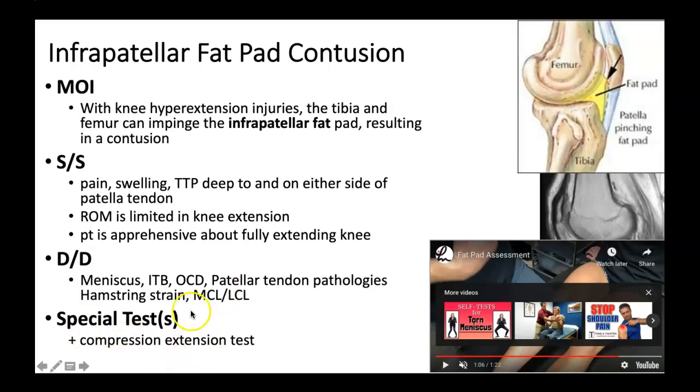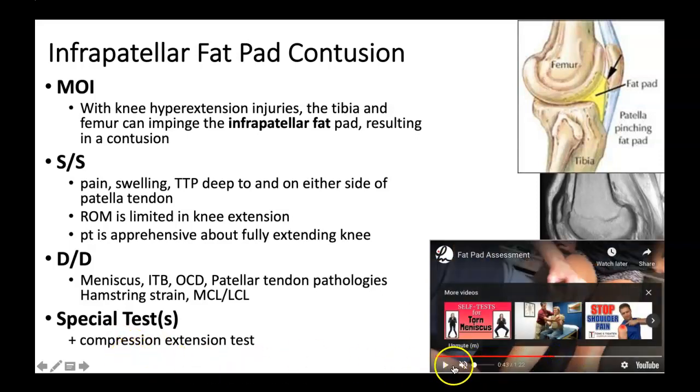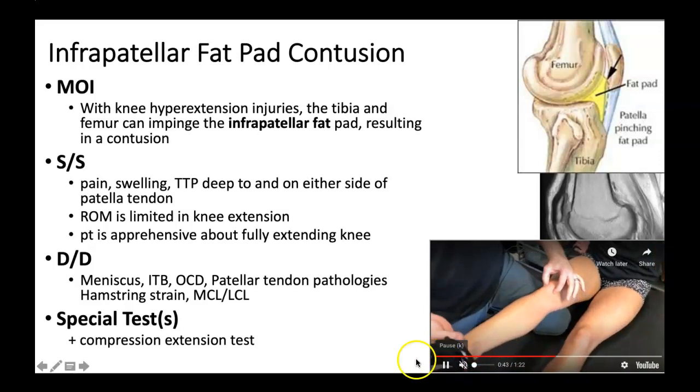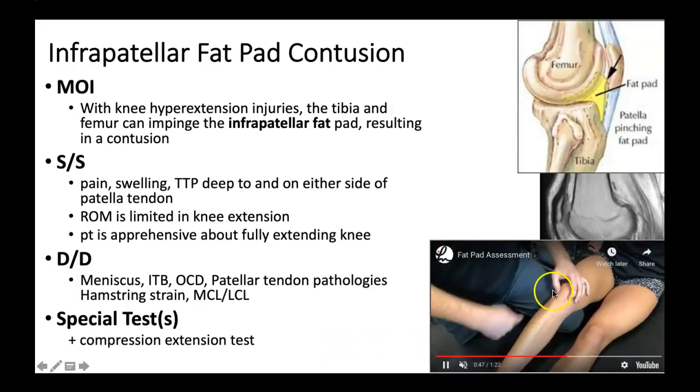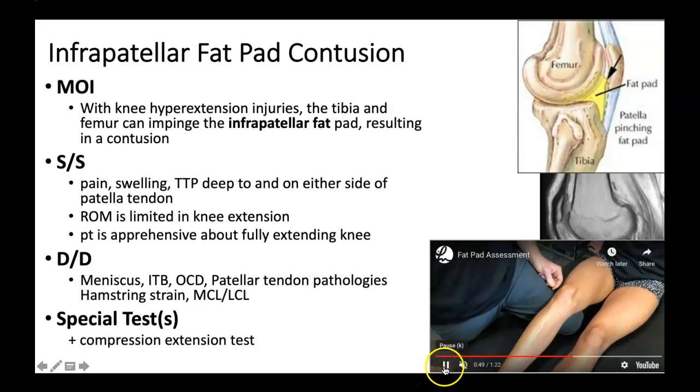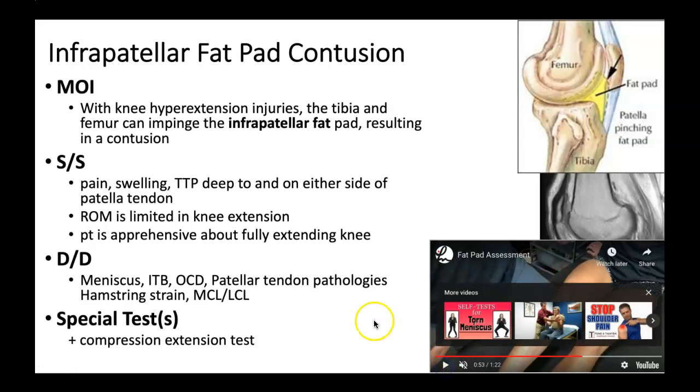And then finally, we use our special test to help us rule that out or in. So in this case, if we want to look at which special test we should be using to help us determine if a fat pad contusion is present, it's going to be that knee extension test that we just saw on the video, right? So I'll play it for you one more time. That knee extension test. Again, making sure you're applying that downward pressure when you're extending that patient's knee passively, okay?